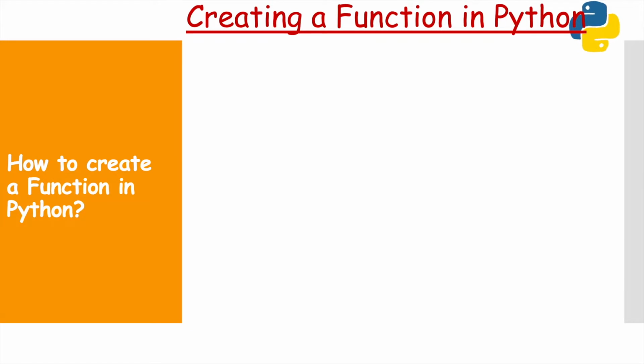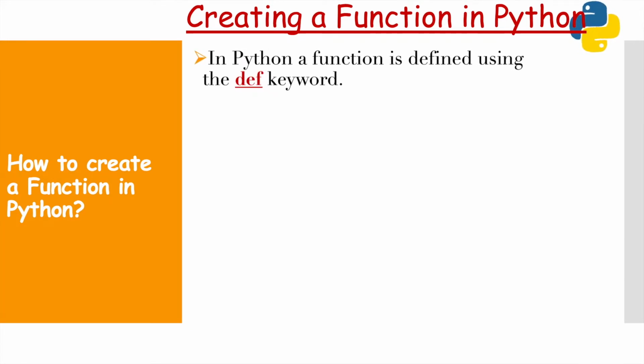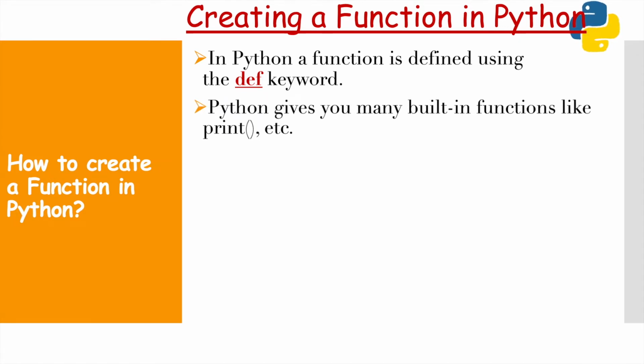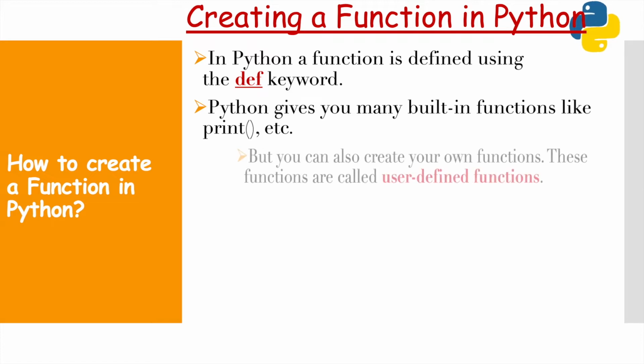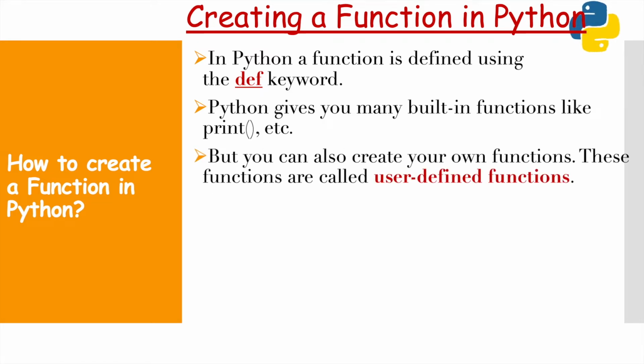Now let's see how you can create a function in Python. So in Python, a function is defined using the def keyword. And Python gives you many built-in functions. For example, print. Print is a function which is inbuilt and you can print various statements in your program. But you can also create your own functions, and these functions are called user-defined functions.